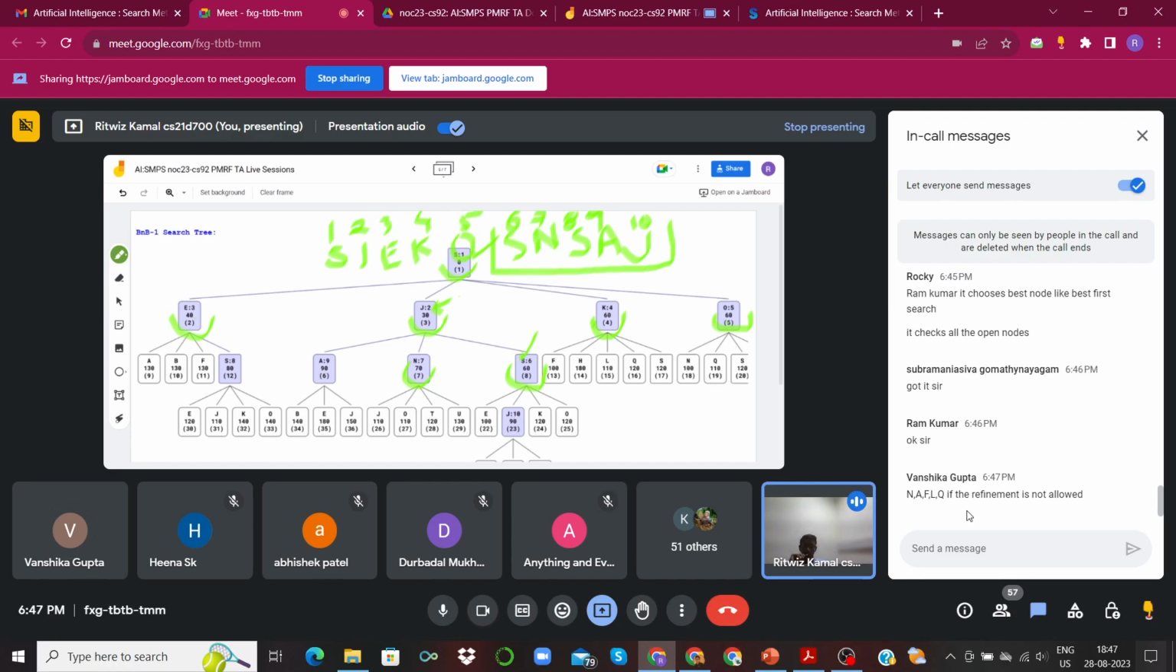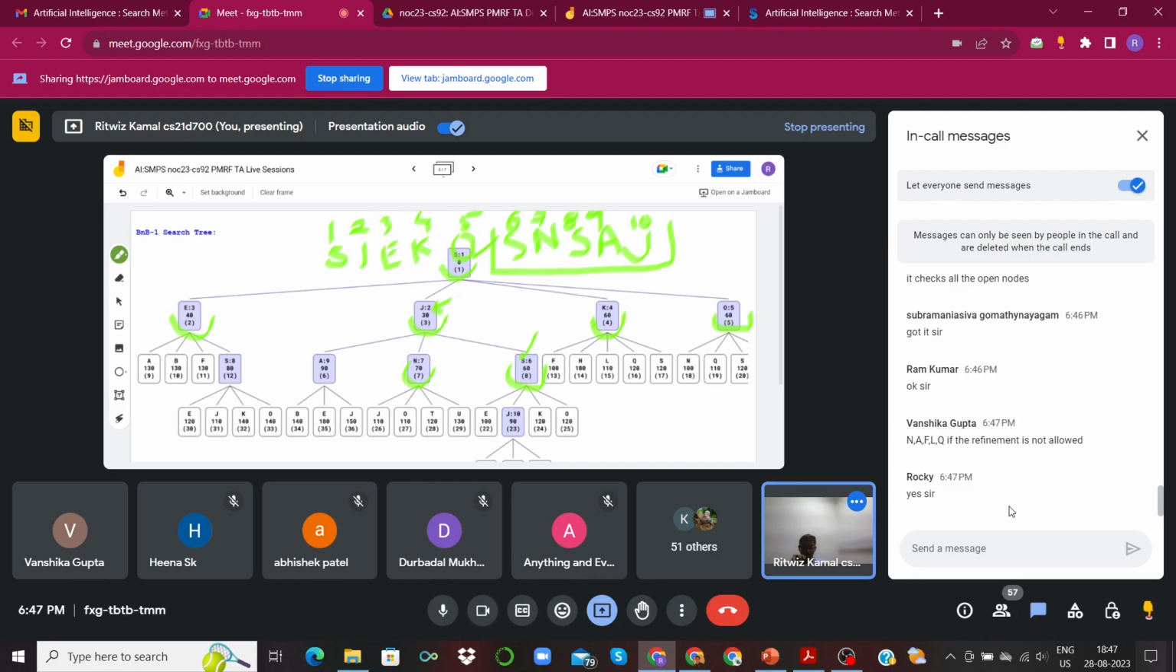Okay, we already have a solution in the chat for the case when cyclic refinements would not be allowed. That's very good. So if there are no doubts in this question, we can then move on to the next one. Shall we move on to the next question then? Okay, great.